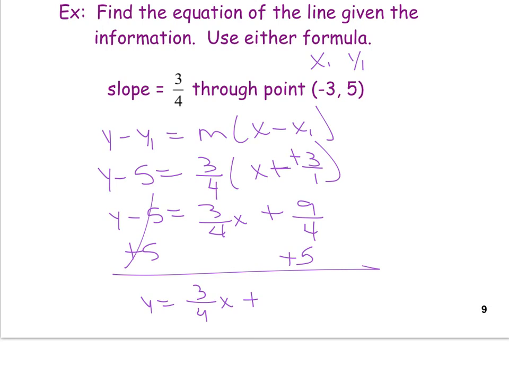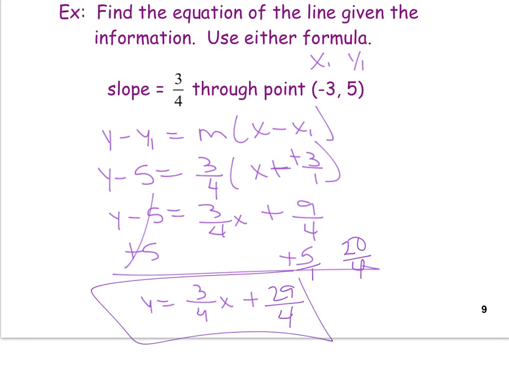If you plug this right into the calculator, you'll be able to get exactly the same thing. This turns into a 1 to give you 20 over 4 to give you 29 over 4. Now, some of you may have done this, which I hope you did. You may have multiplied from here by 4 and got 4y minus 20 is equal to 3 times x plus 3. And that's totally fine, so 4y minus 20 is equal to 3x plus 9.